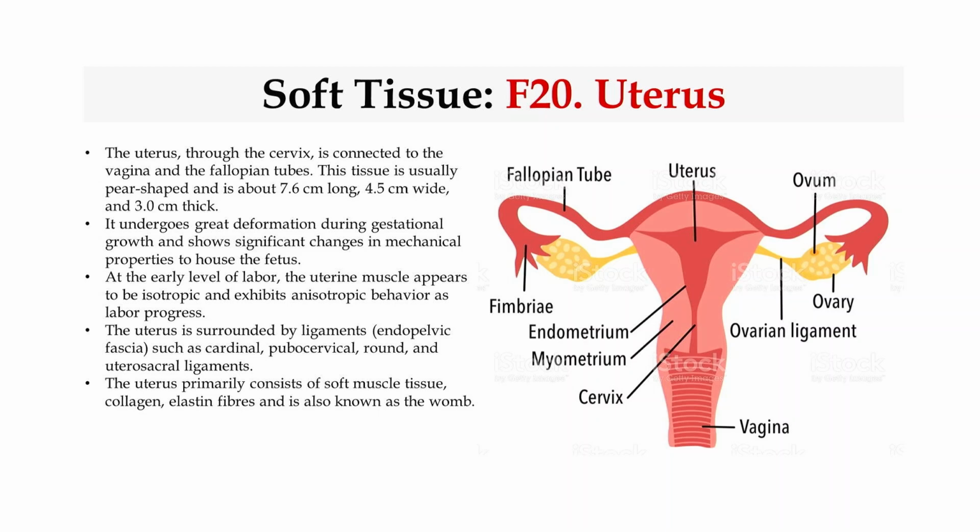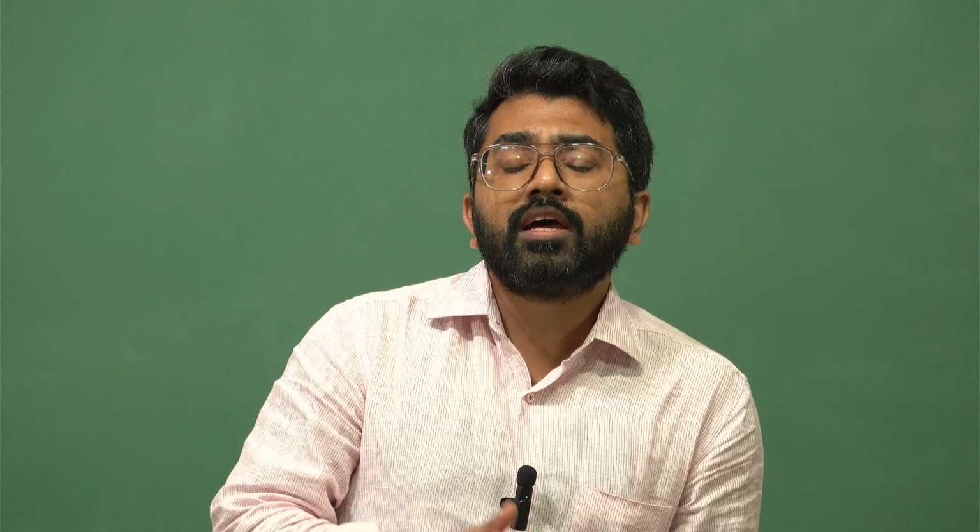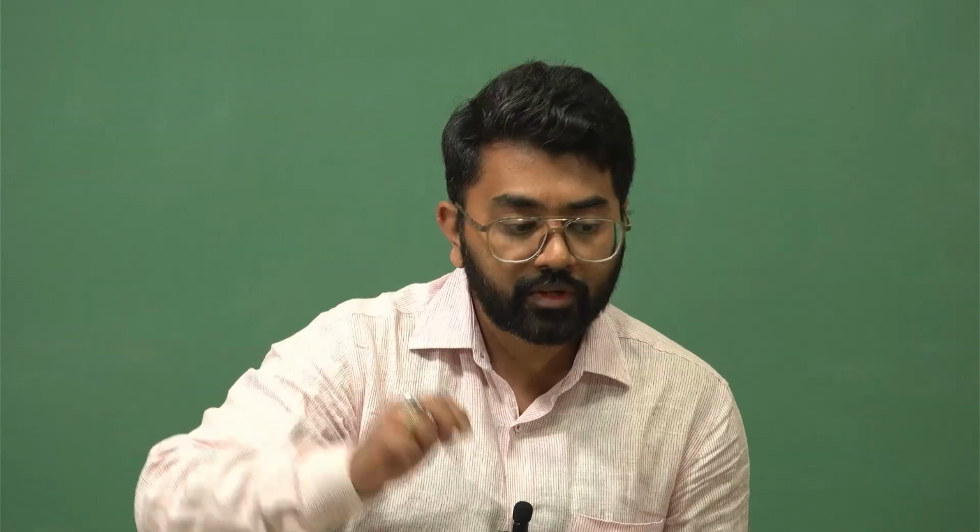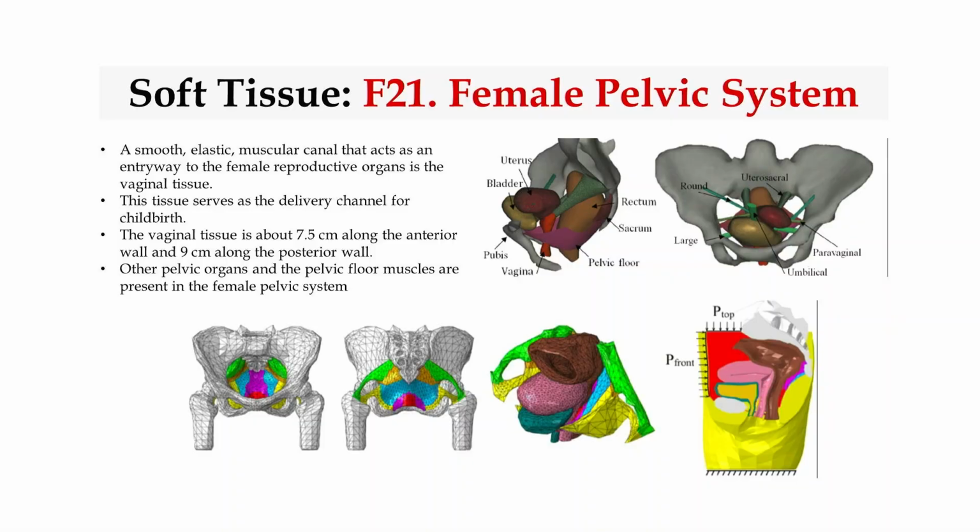So this is the female pelvic system where the uterus is an extremely important area to study, and a lot of researchers are working on understanding the mechanical properties not only of the uterus but of the pelvic system as a whole, which we are going to look at next. So this is the last soft tissue organ system which we are going to talk about. It's not a single organ, but an organ system. So this is known as the female pelvic system, extremely complex.